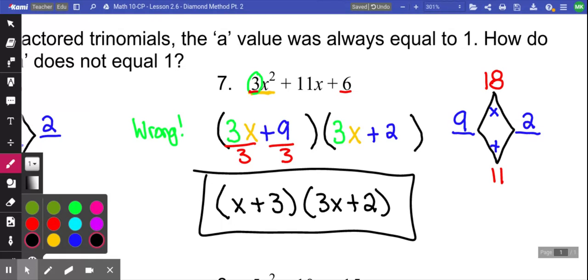It's called diamond and correct. Right? I do my diamond method, and then I fix my mistake to get the proper a value.